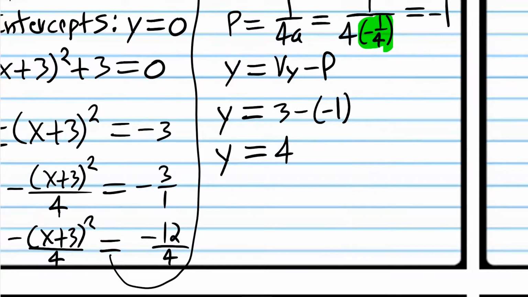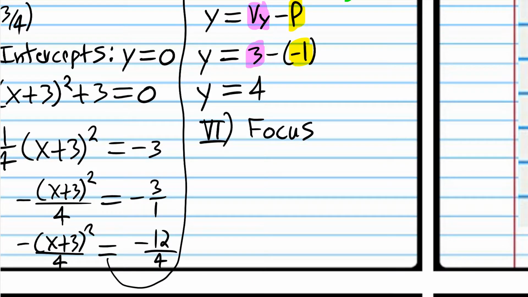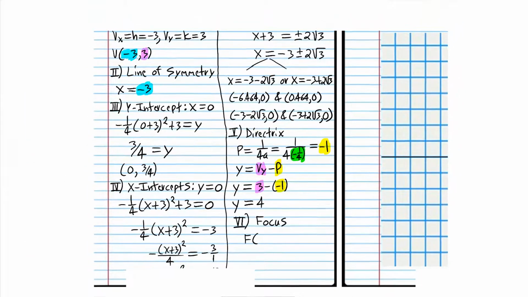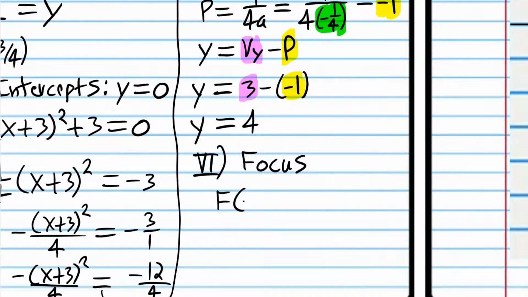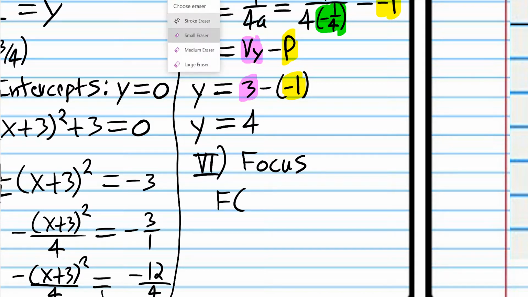All right, step number 6. I think I'm going to have to make more room here. We're going to find the focus. So the x value of the focus is the x value of the vertex, and the y value of the focus is the y value of the vertex plus p. Sorry, I forgot to show that.